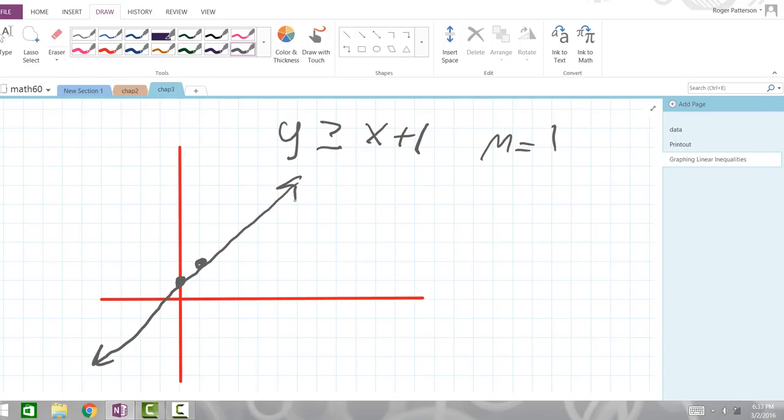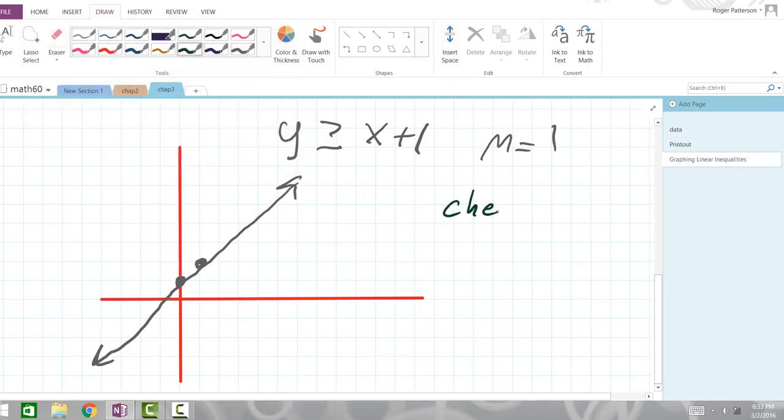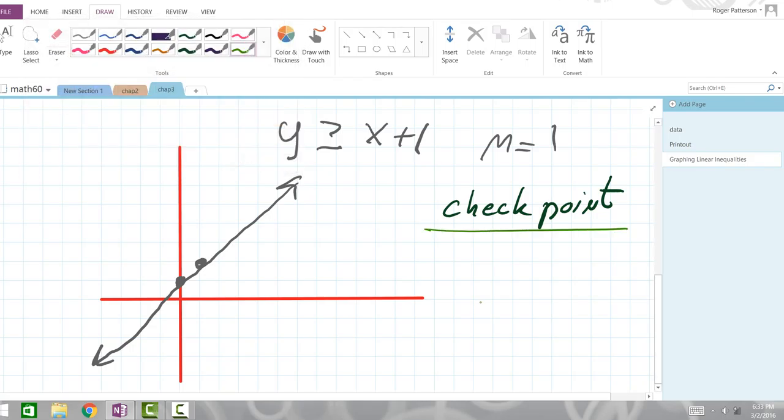Now, I'm going to show you two ways of doing it, and then you can decide the way you like. The first way is called the checkpoint way, and this is the way that's in your book. The checkpoint way says you pick a point on either side of this line. It doesn't matter which side you pick. You just pick a point. Usually, the easiest point to pick is 0, 0. 0, 0 is on this side of the line, so I'm going to pick that point.